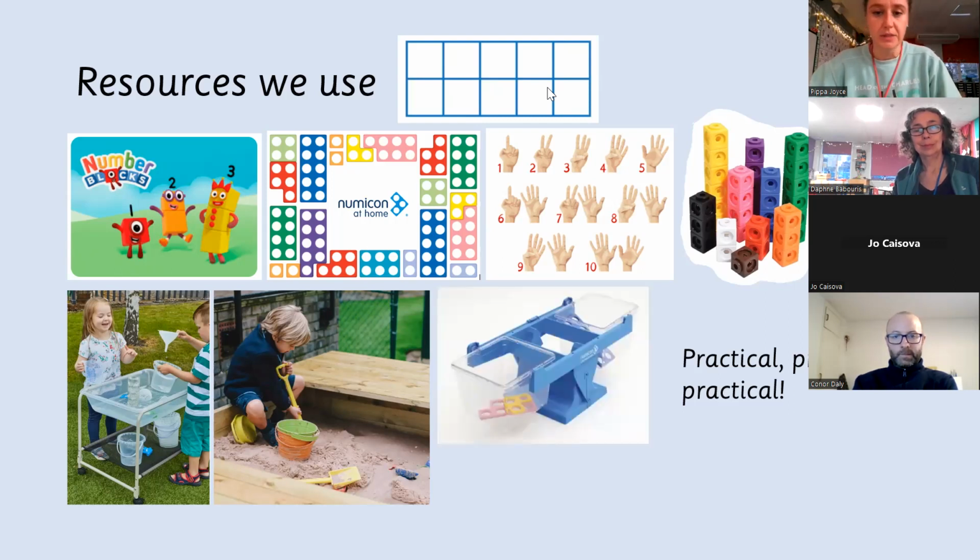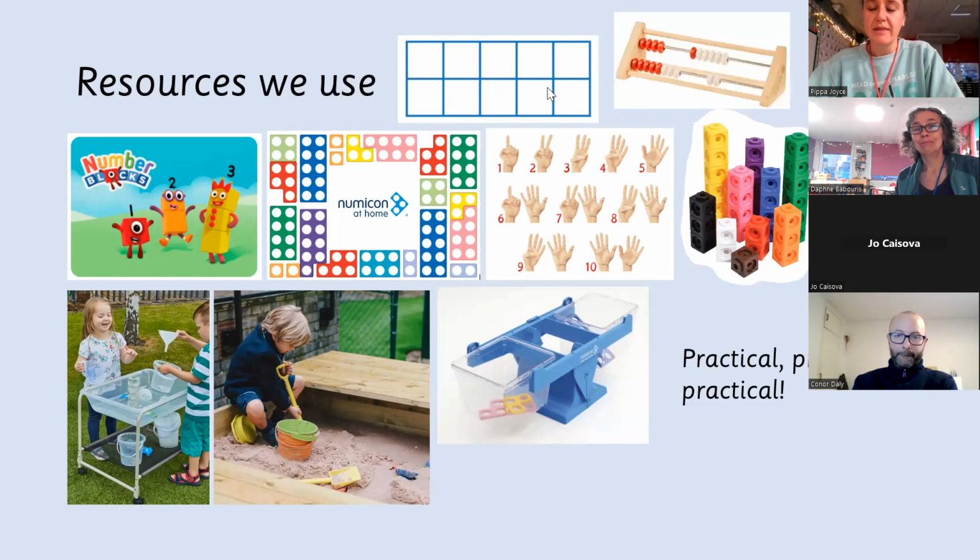Balances, so weighing heavy and lighter. Numicon is also very clever because obviously it's weighted. So if you put 7 and 3 in one side and you put a 10 in the other side, then they will be equal. This is a rekenrek. Some people might think it's an abacus. It looks like an abacus. We use these across Key Stage 1. They use them in Year 1 and Year 2. Again, you can see you've got 5 on one side, 5 on the other side, 20 altogether, and it's all about visualizing and physically moving things to understand that composition of number.